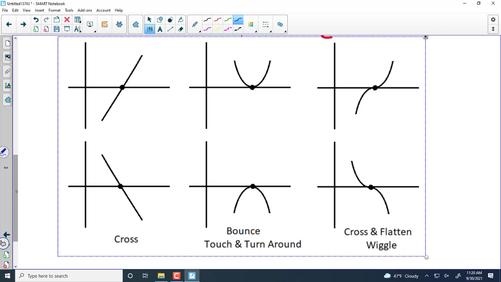This is what happens if your 0 has multiplicity 1. If your multiplicity is 1, you're just going to cross right over the x-axis. No wiggling, no bouncing, no hesitation. You just shoot right across like you would with a line.